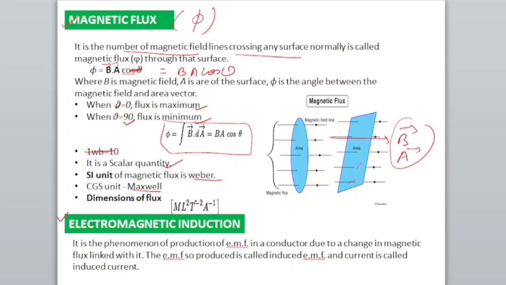Now, after discussing magnetic flux, what is electromagnetic induction? It is the phenomenon of production of EMF in a conductor due to a change in magnetic flux linked with the coil. Suppose there is a coil. If magnetic flux linked with that coil changes, then EMF is produced in that coil. The EMF so produced is called induced EMF, and the current so produced is called induced current. But how is this EMF induced in a conductor whenever there is a change in magnetic flux linked with the coil? This was first explained by Faraday.